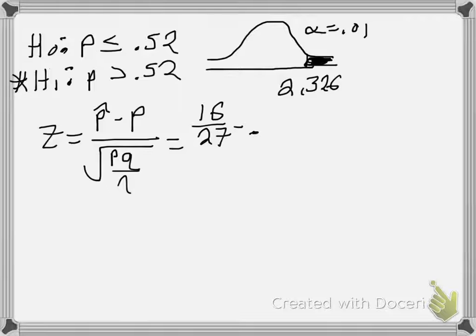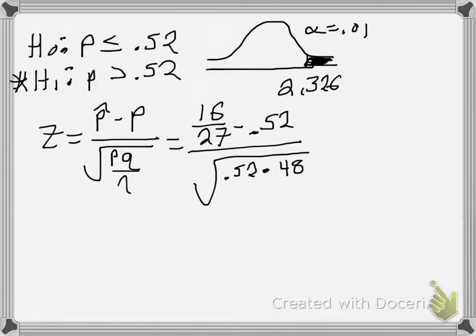Minus 0.52 all over 0.52 times 0.48 divided by 27. And if we are careful, and remember this is a proportion, so what do we have? 3 decimal places, 0.755.